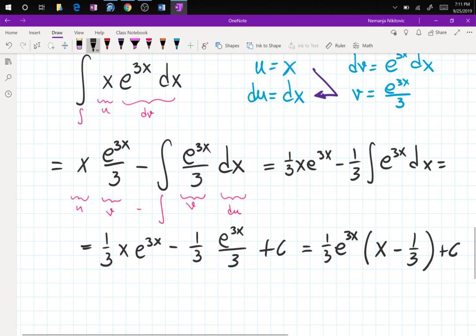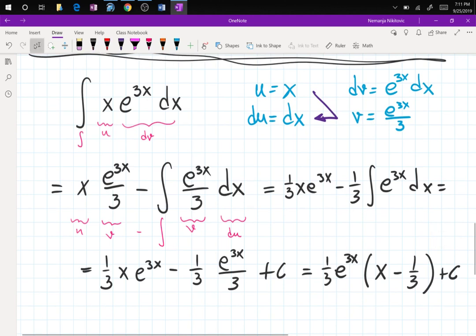So you're trying to set up the dv so that when you make the integral of v du, you can just use another integration method also. Yes. So that's what you're trying to say.